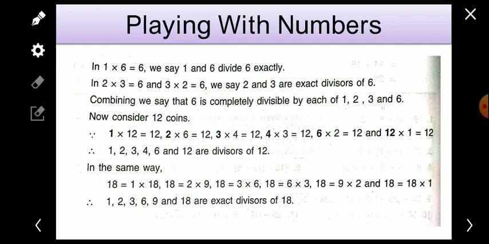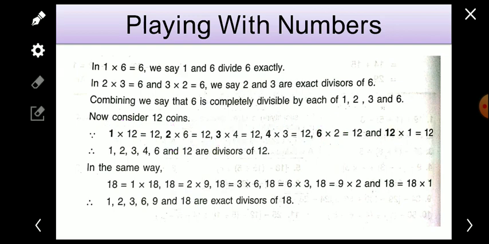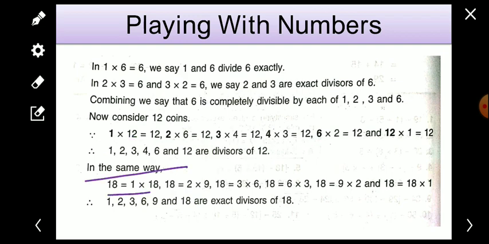It means these are the divisors of 12. So in this manner we can find the divisors. Here we can see that 1, 2, 3, 4, 6 and 12 are the divisors of 12. In the same way we can find the divisors of any number.